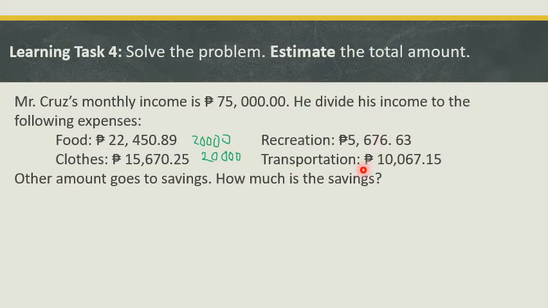And then, itong recreation. So, ang 5 ang ating highest peso value dito. Ang katabi niya is 6, which is malaking number din. So, ang 5 ay magiging 6. Kaya siya magiging 6,000. And then, yung transportation natin, ito yung highest peso value natin. Ang katabi niya is 0, maliit na number yon. So, ito ay magiging 10,000.